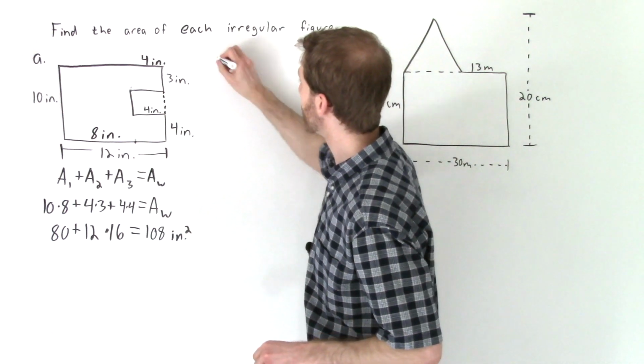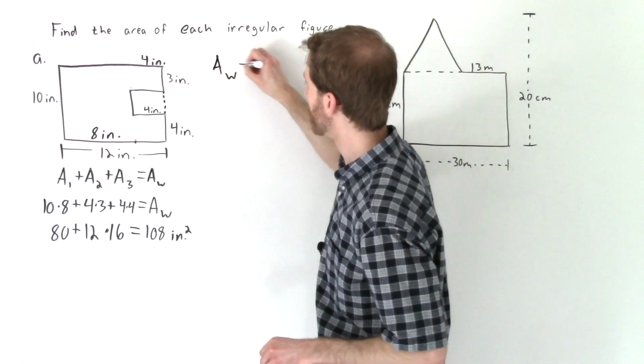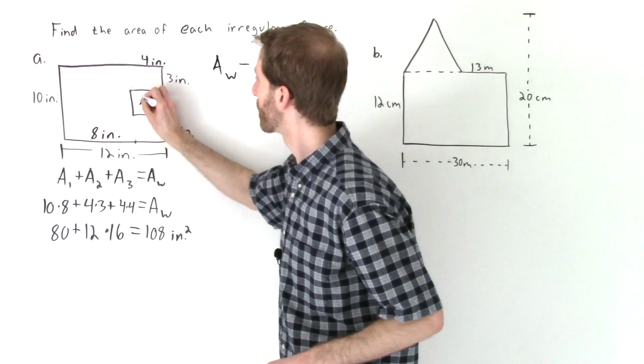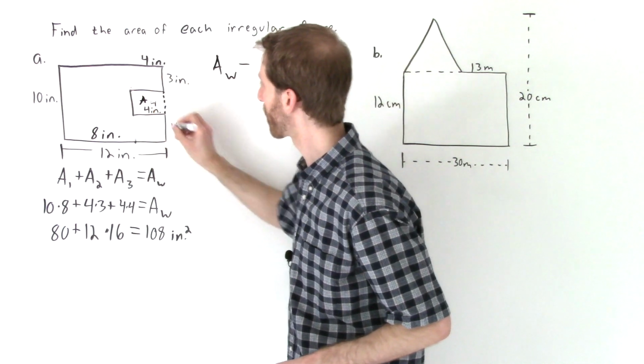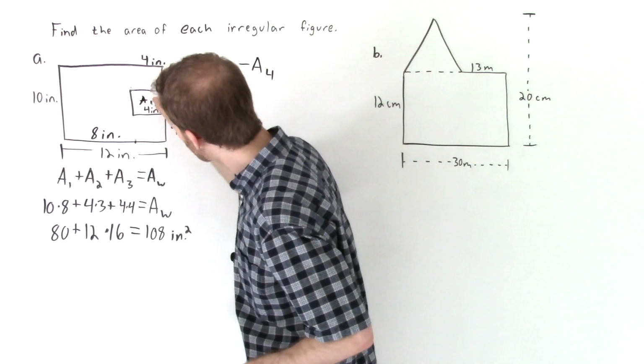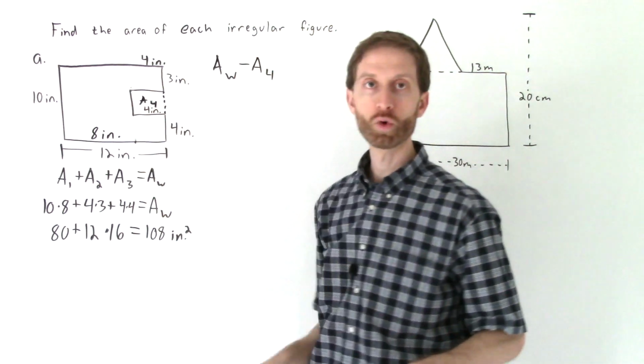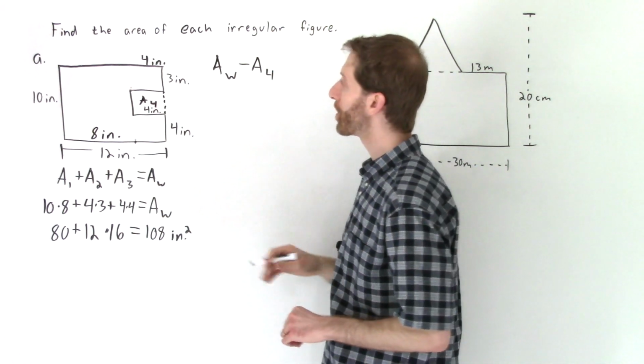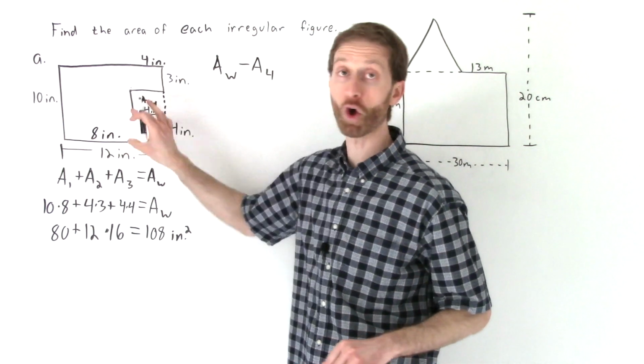So really I'm saying the area of the whole, which we call W, minus, and I'll call that A sub 4, or area sub 4, the area of that little part right there. We want to remove that, right? So if we remove that little piece, we'll have the whole area.